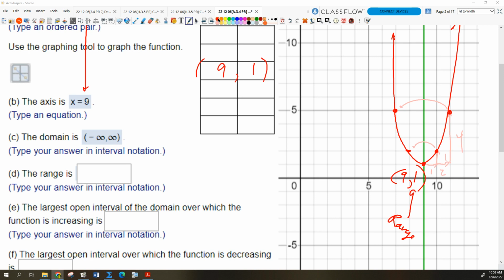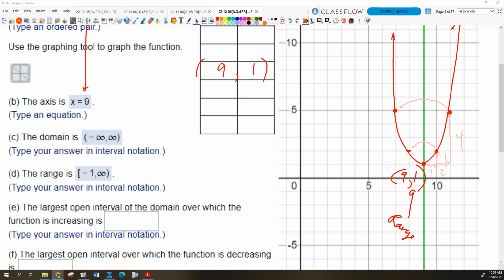It's either going to go up from the vertex if the parabola opens up, or it's going to go down from the vertex if the parabola opens down, right? So we know that the range is going to go up to infinity from 1. Am I going to put a parenthesis or a bracket on the 1? Bracket, good, because we're going to include the 1. Very good.